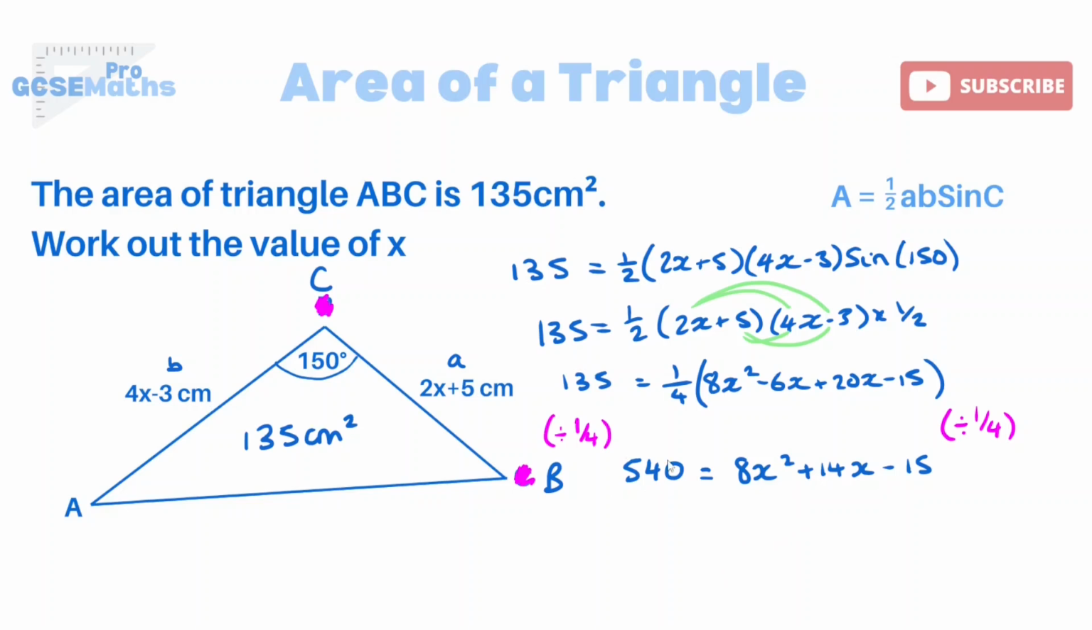Now, it's probably easy to move the 540, isn't it? So to move the 540, I need to subtract it. And then I'll get 0 on the left-hand side. It doesn't matter which side the 0 is on, as long as one is 0, one has got everything else. So we've got 8x squared plus 14x minus 555. Now, this is the thing.